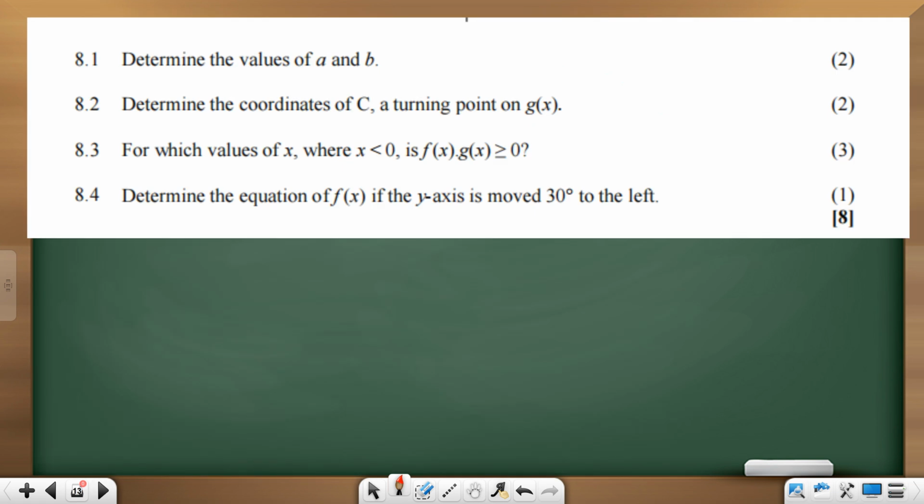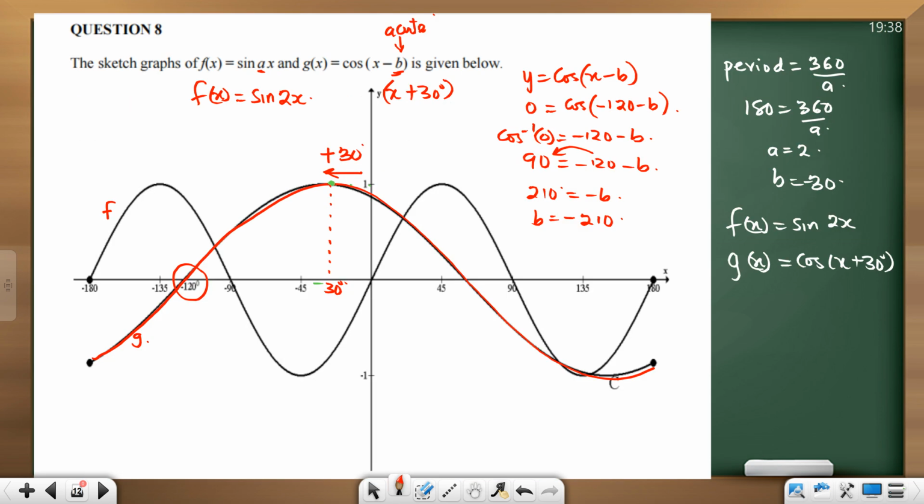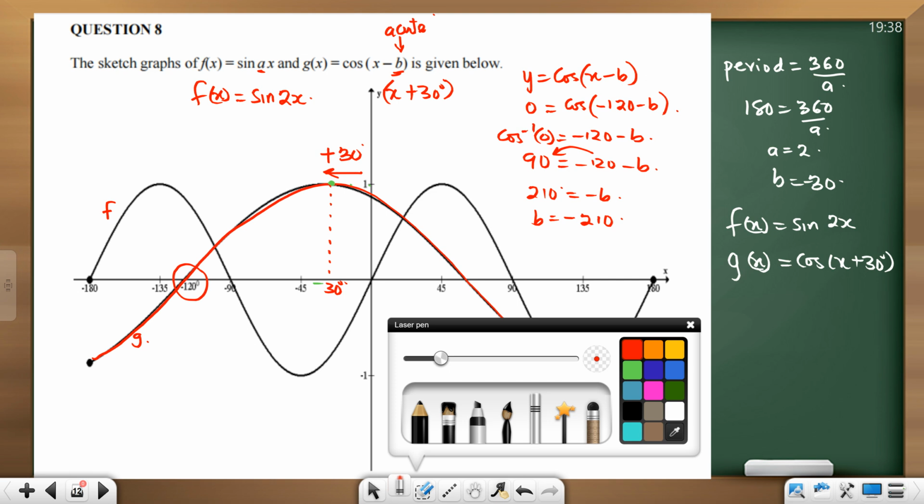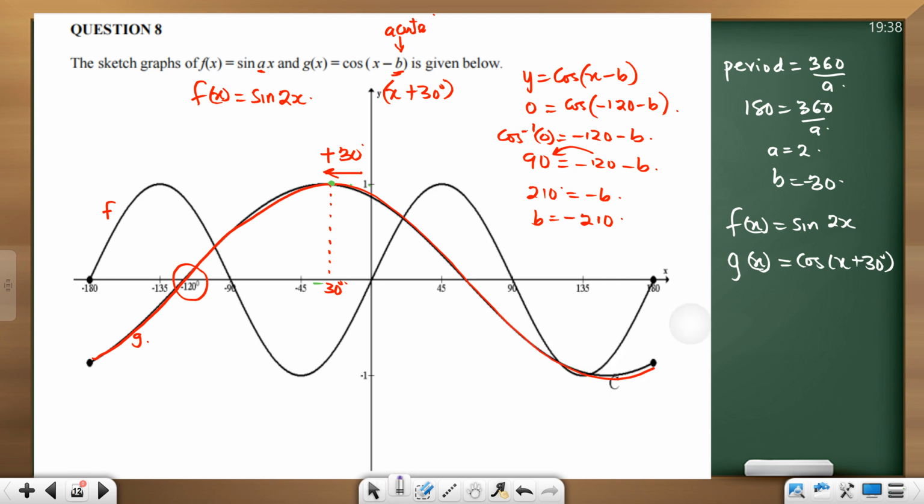Let's see. Next question. Determine the coordinate of C, the turning point of g of x. Where is C? At the bottom there. There are two ways of doing it. Mother graph, you can observe. This is a cos graph, right? And we want the turning point there, right? What's our y value? Negative 1.